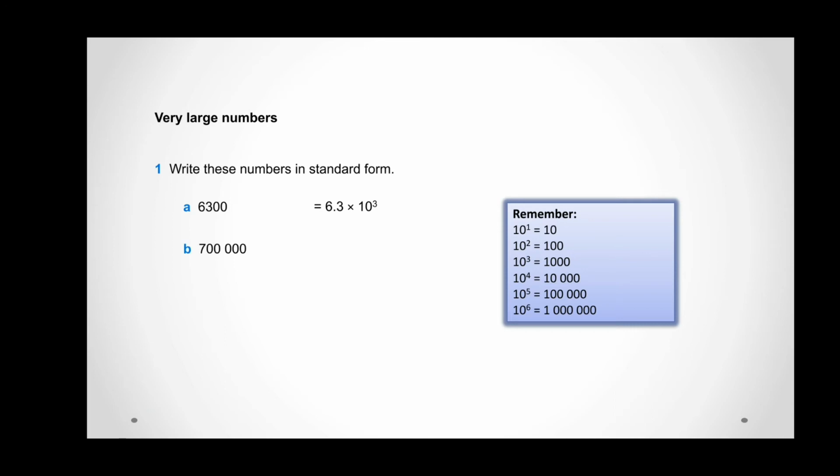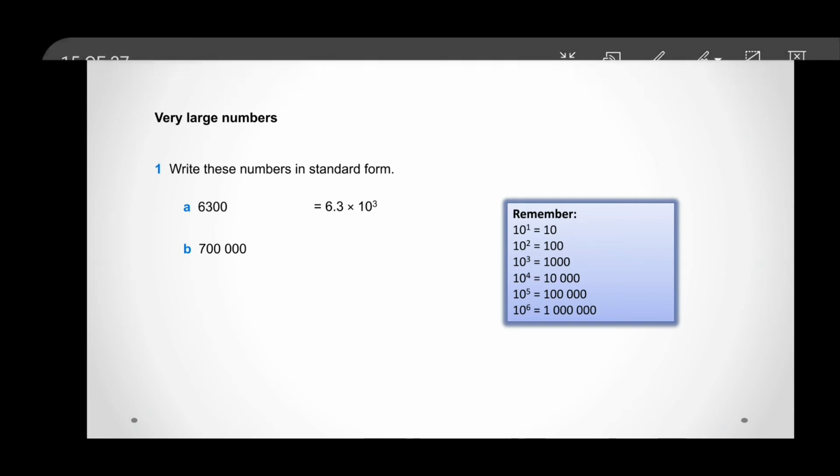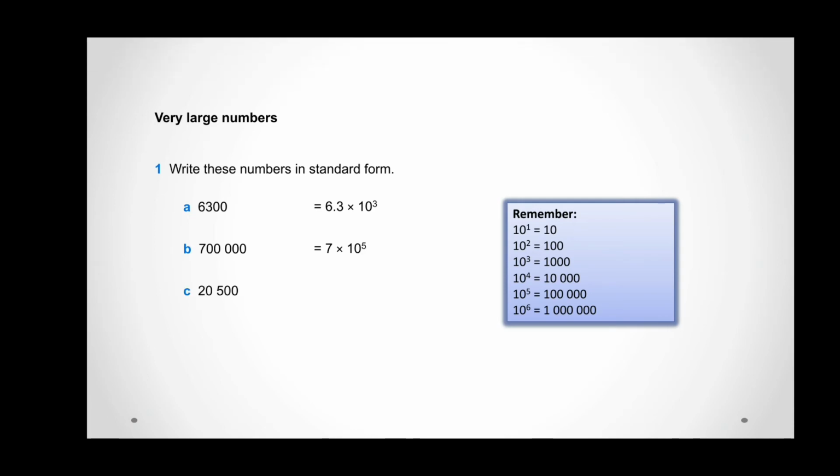Here 700,000, so 7 into 10 to the power 5. Next one, 2.05 into 10 to the power 4. So next one you can count the zeros, then 5.5 times 10 to the power 7. This is thousands, then 5.088 into 10 to the power 3. So it's very easy to convert an ordinary number to a standard number.